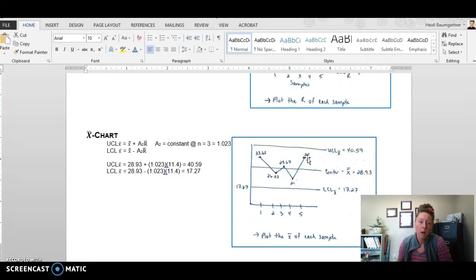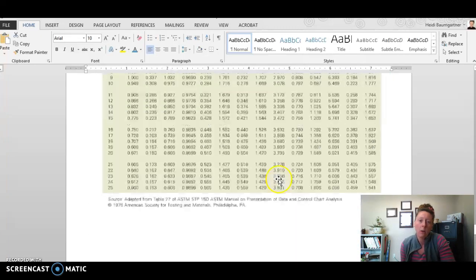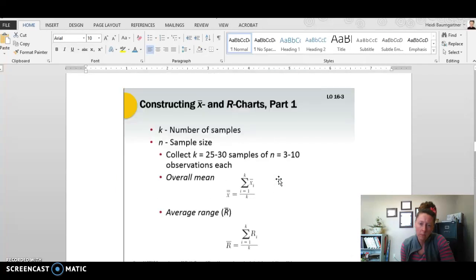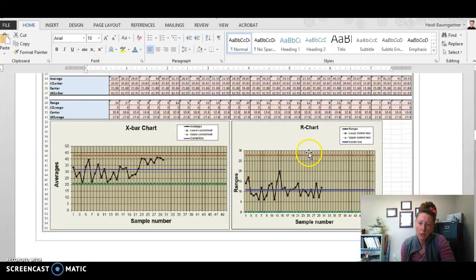So back in the Goodyear example, you could have looked at just the R chart to start off with, and it looks to be in control. But you want to actually be looking at both the R chart and the X bar chart, because they pull out different information, and this is showing that we are becoming out of control in our process.